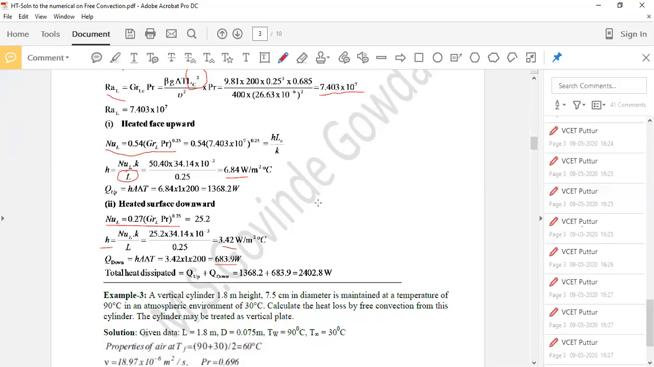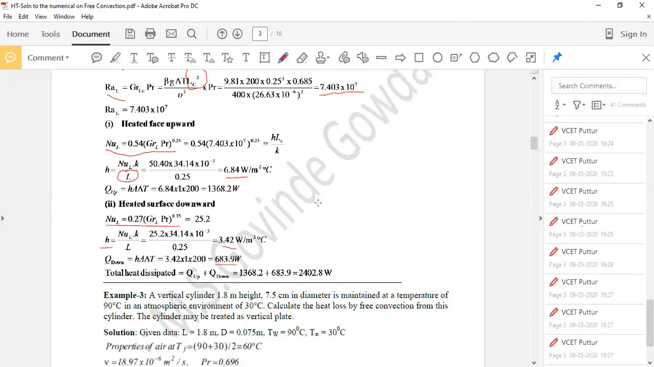You can observe that the reason is, when the heated surface is facing up, obviously when the cold air particles get heated up, they will rise quickly, allowing the cold particles to reach the surface a little easily. That means the thickness of the boundary layer formed will be very, very thin. Hence the heat transfer is more, hence the heat transfer coefficient is more.